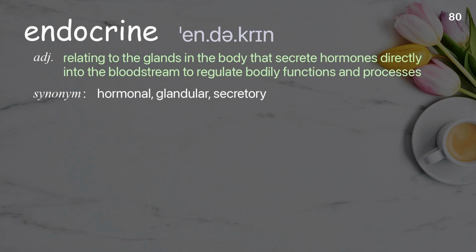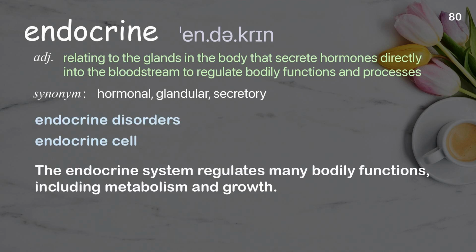Endocrine. Relating to the glands in the body that secrete hormones directly into the bloodstream to regulate bodily functions and processes. Examples: Endocrine disorders. Endocrine cell. The endocrine system regulates many bodily functions, including metabolism and growth.